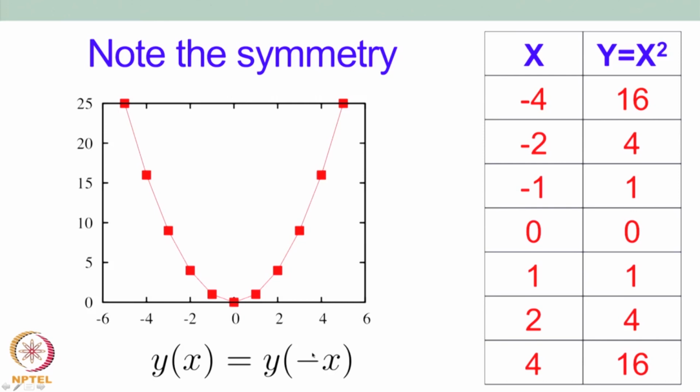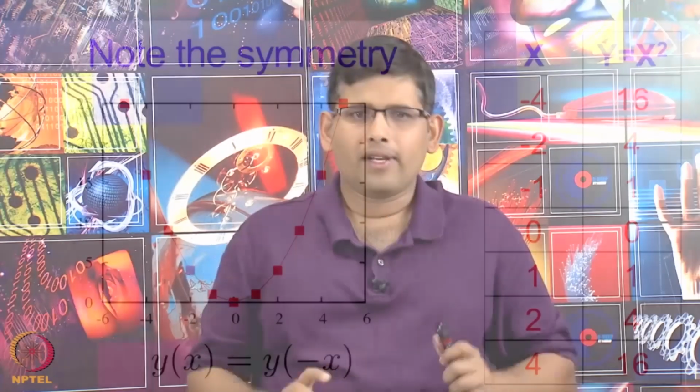This is important to understand, and this is why I am stressing it, because in future there will be many functions for which the symmetry is important, and we will stress on the symmetry because symmetric functions will have some properties which we will make use of in the future. So I want all of you to carefully understand the symmetry that y of x is y of minus x in this case, when the function is x square.